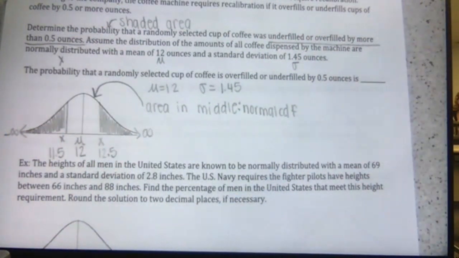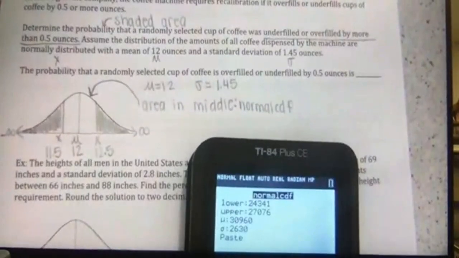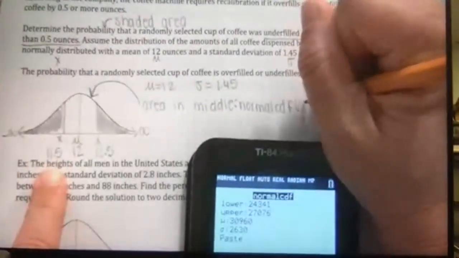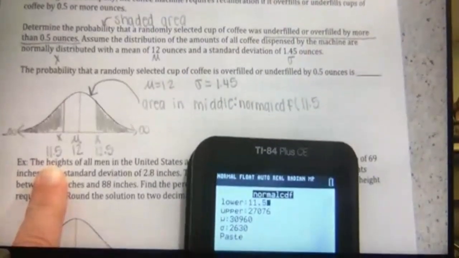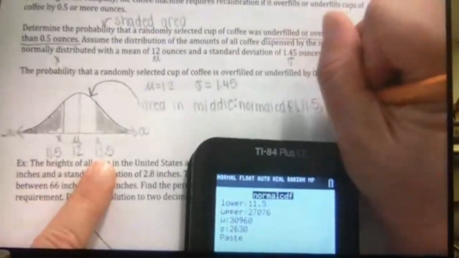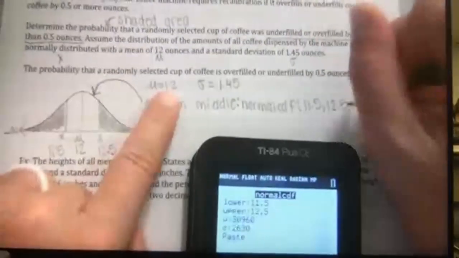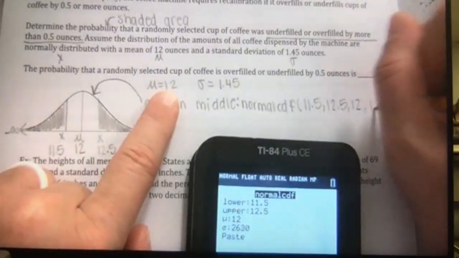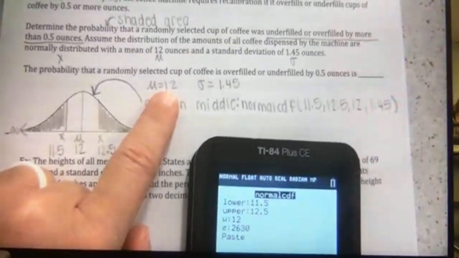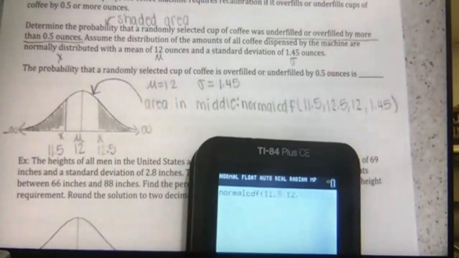Great question. So normal CDF, second bars, normal CDF. Our lower boundary is 11.5. Our upper boundary is 12.5. Our mean, they told us, was 12, where it's supposed to be. And our standard deviation, they told us, is 1.45. Pressing paste, pressing enter.